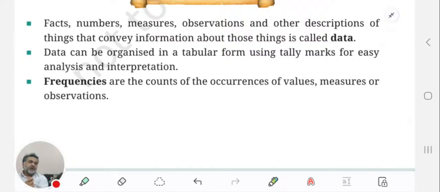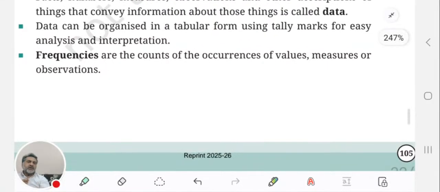Facts, numbers, measures, observations and other descriptions of the things that convey information about those things is called data. Data can be organized in a tabular form using tally marks for easy analysis and interpretation. Frequencies are the count of the occurrence of a value, measure or observation.